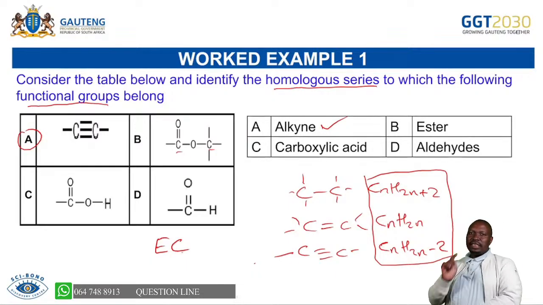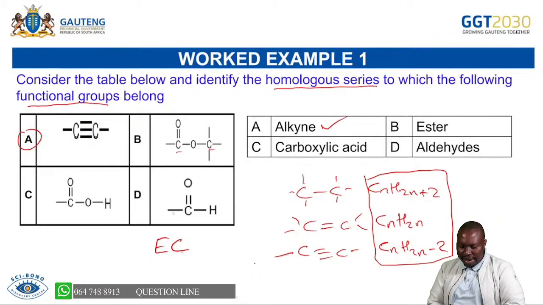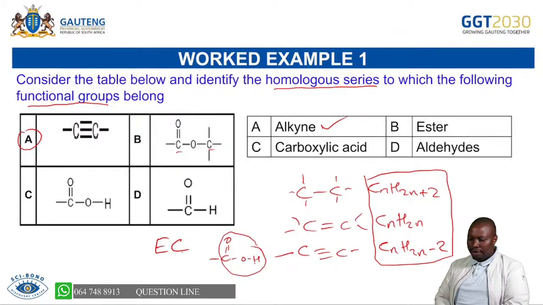What is the difference? The difference is that in the carboxylic acid, the C double bond O and the OH are in carbon number 1. You must be able to find that one for carboxylic acid, which is number C, because if there are 2 oxygens, it's either an ester or a carboxylic acid. So I'm saying this one, C double bond O and then OH, this one is then a carboxylic acid.